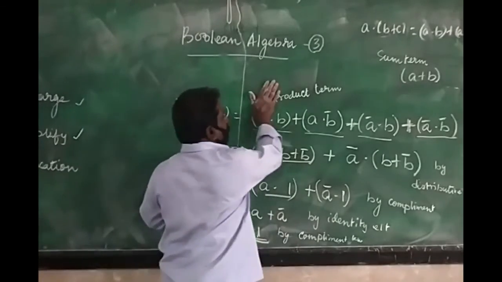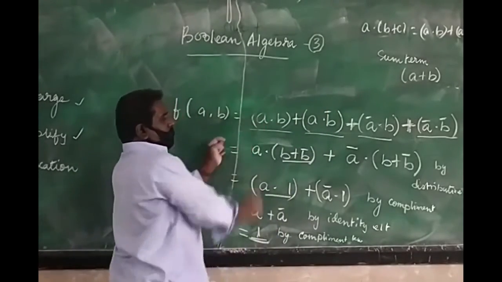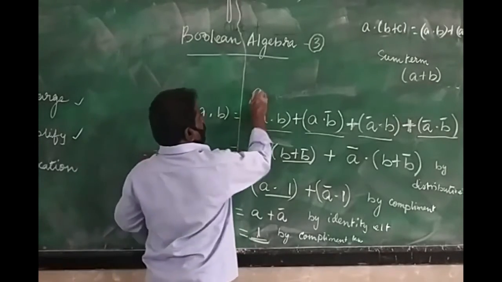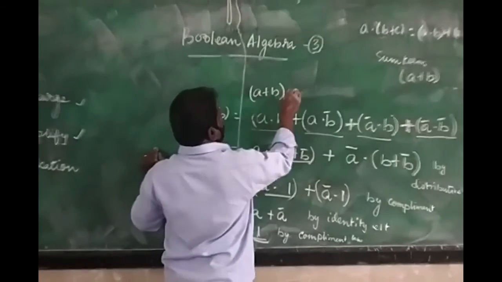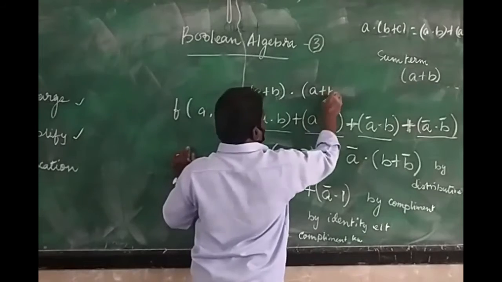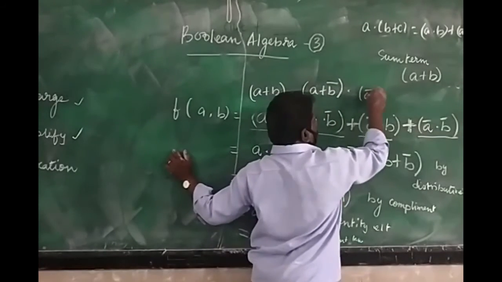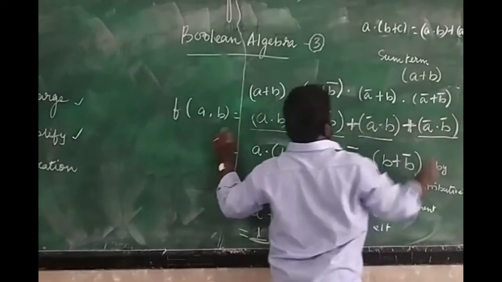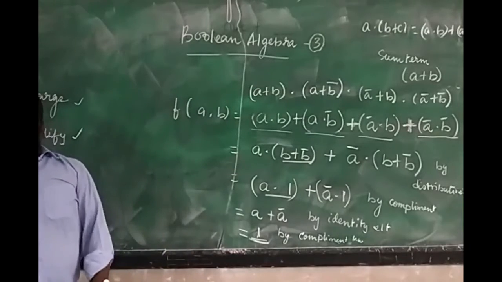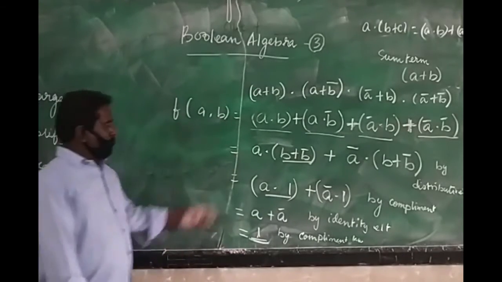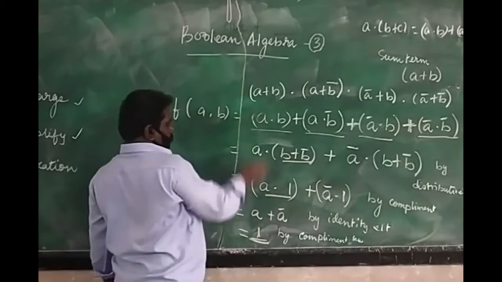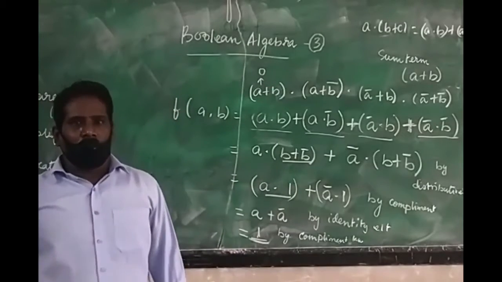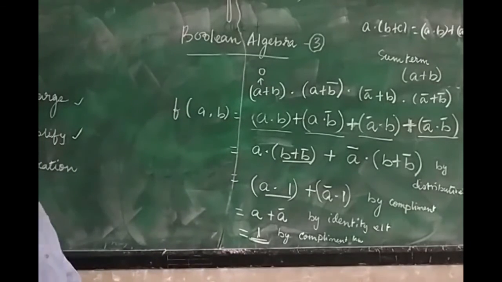Now I will tell what the equivalent dual form is: (A plus B) dot (A plus B bar) dot (A bar plus B) dot (A bar plus B bar). This is the dual one. If you simplify the dual one, what will you get? Instead of 1, you will get 0. If you simplify, you will get 0. How?